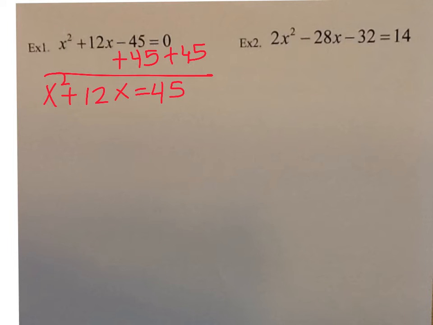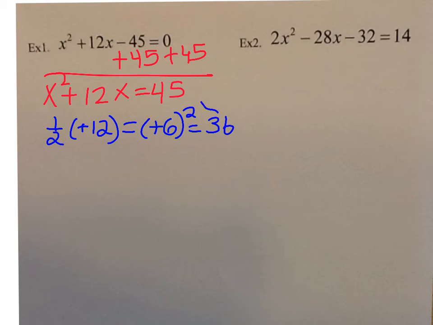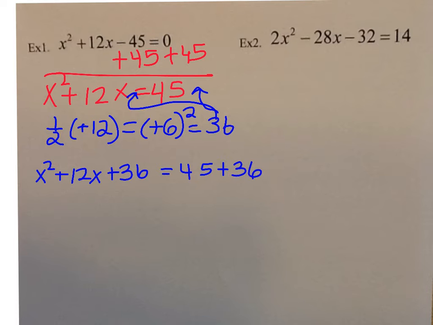All right, the next thing we're going to do is half of the b value. Now make sure you keep the sign with the number. It's half of positive 12, and I'll tell you why in a minute. Half of positive 12 is positive 6. Notice I wrote the positive 6 in there. Then we're going to square that number. That's 36. Then you take that number and add it to this side and to that side, so that we get x squared plus 12x plus 36 equals 45 plus 36.